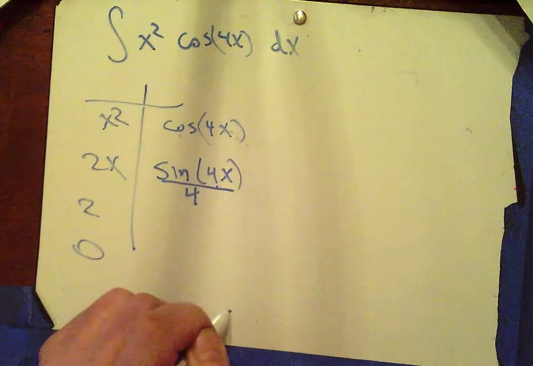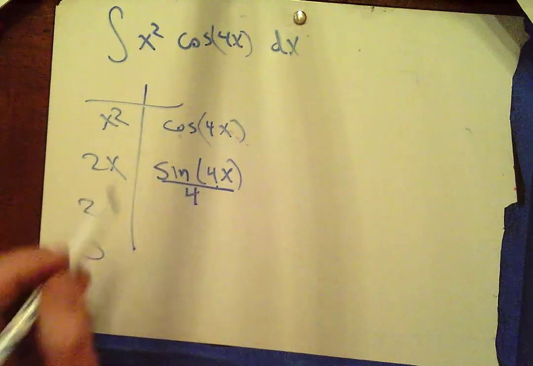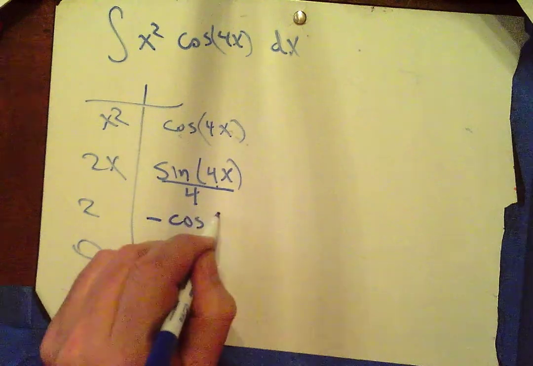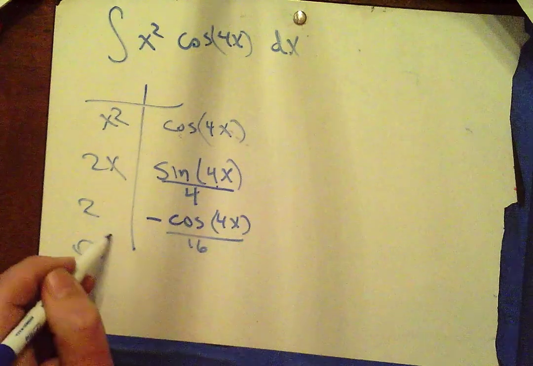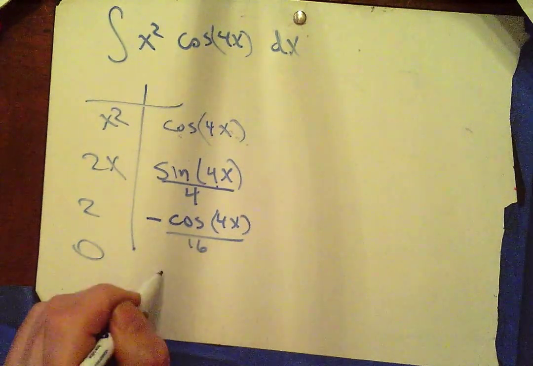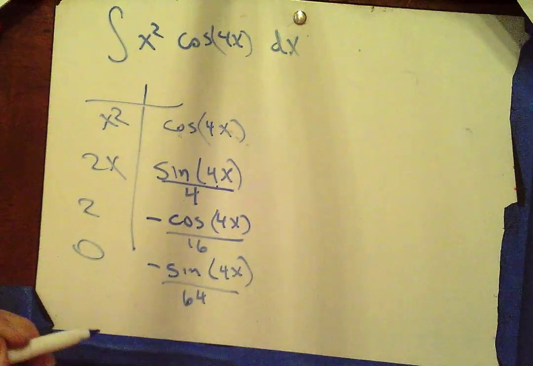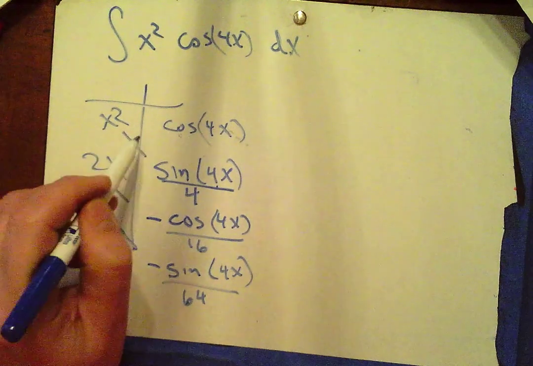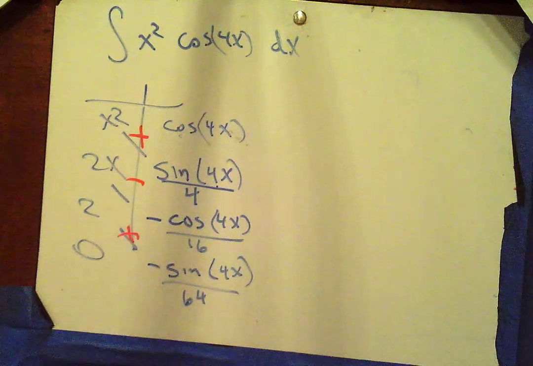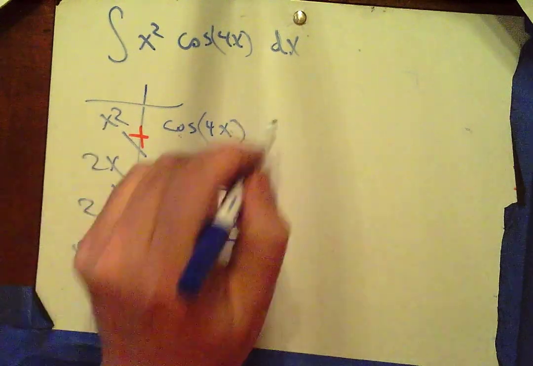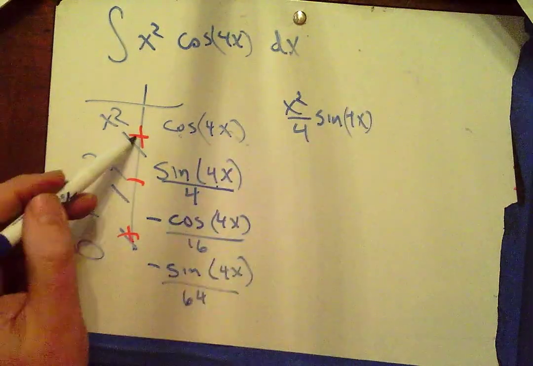And this is going to happen every time I go backwards. I'm going to need another 4 on the bottom. So what's the antiderivative of sine? It's going to be negative cosine 4x over now 16, because I needed another 4. And when I go again, the antiderivative of negative cosine is negative sine, and I need another 4. Going on the diagonal, don't forget, we're going to multiply this one by positive, this one by negative, this one by positive. So we should end up with x squared over 4 sine 4x, positive times this stuff.